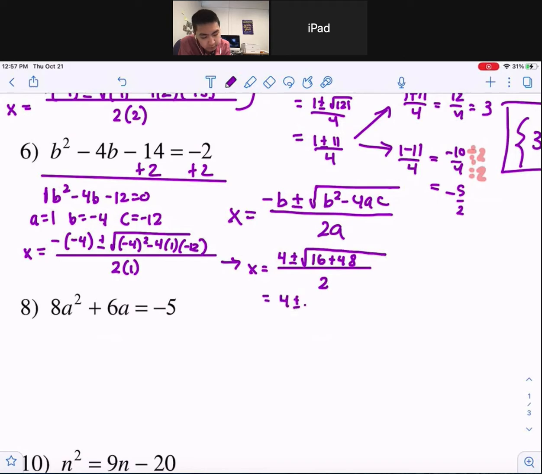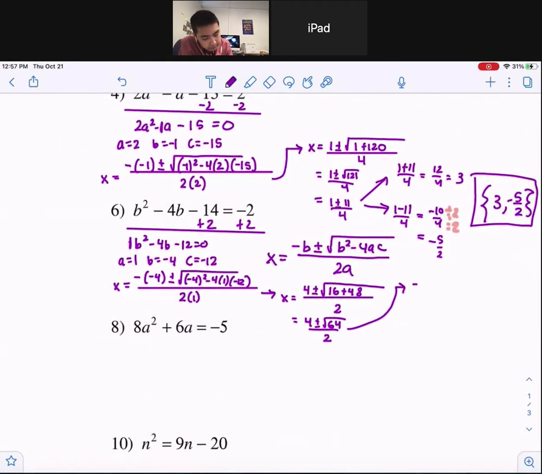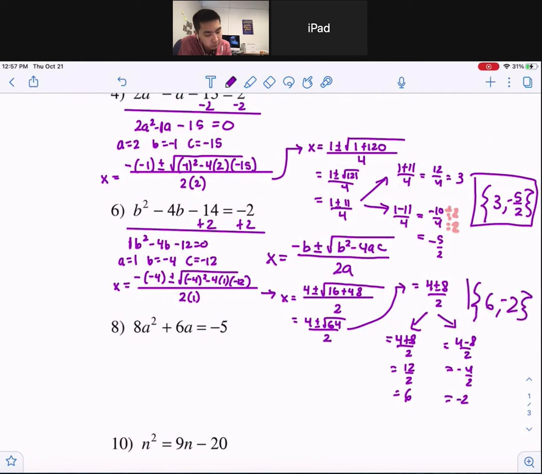So 4 plus and minus square root of 64 over 2. And you guys, the square root of 64, that is 8. So 4 plus and minus 8 over 2. And now you guys can split it up into its two forms. 4 plus 8 over 2 is one way. 4 minus 8 over 2 is the other solution. 12 over 2, 6. Negative 4 over 2, negative 2. So our answer is 6 and negative 2. Again, the order does not matter, right?